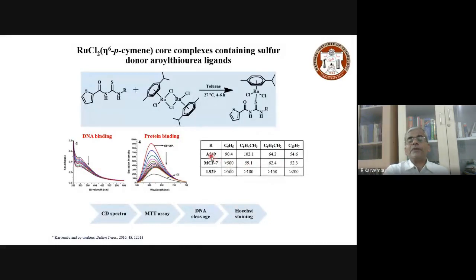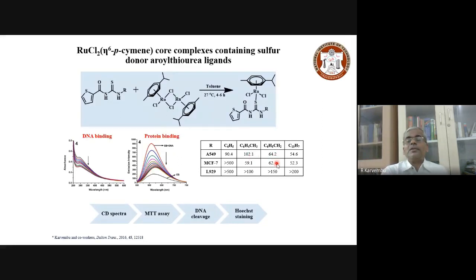You see here, A549 is a lung cancer cell line, this MCF7 is a breast cancer cell line. And very interestingly, this is a normal cell. These values are IC50 values, right? This is the half maximal inhibition concentration of the complexes. These are all the concentrations of the complexes. If these values are very low, it means its activity is more.